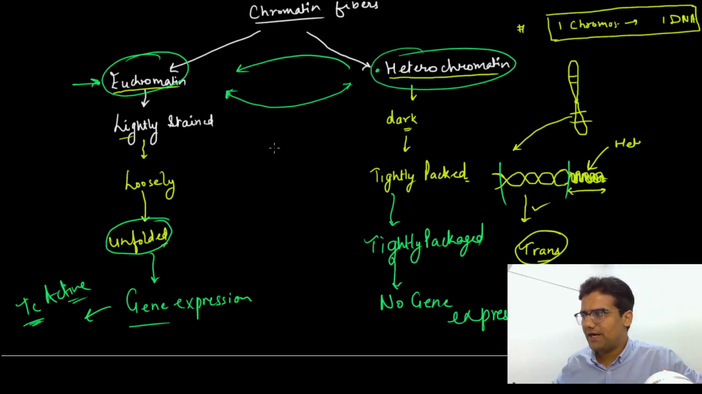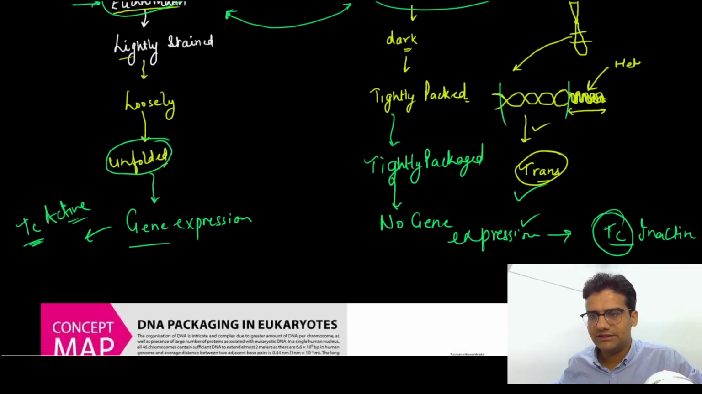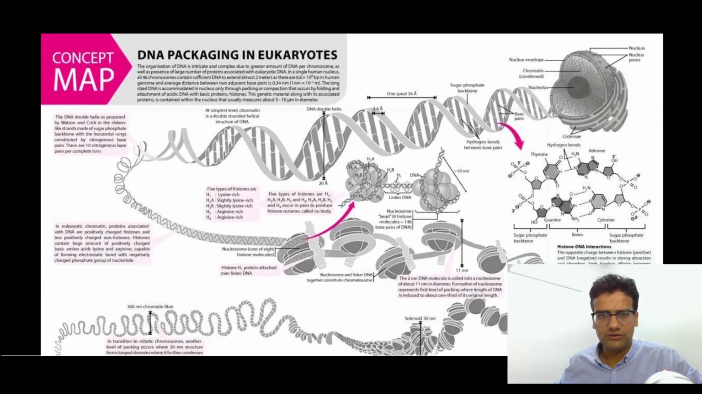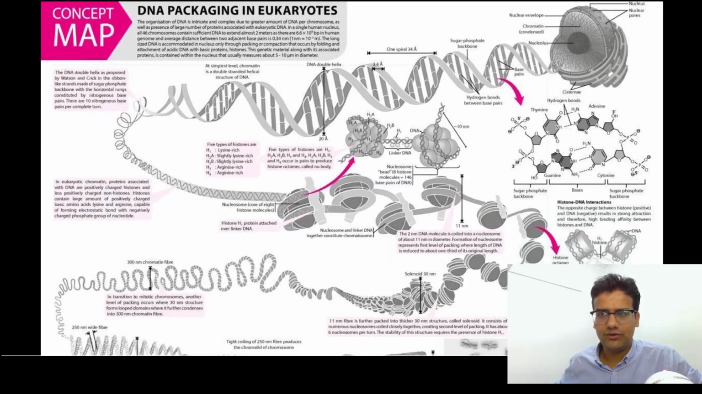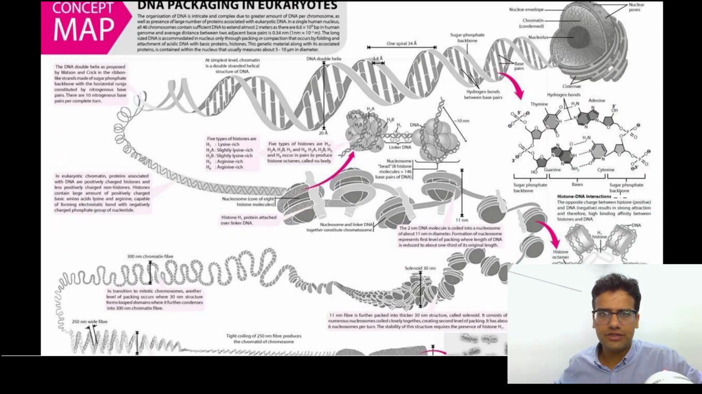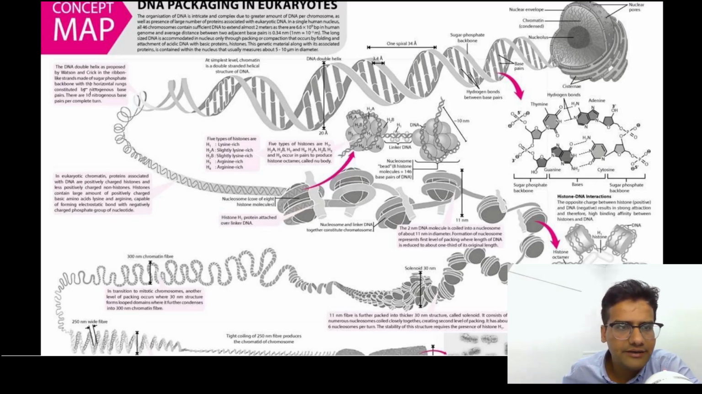These parts are interconvertible into each other, and this is the solenoid model. This is the concept of packaging in eukaryotes. We have already done this part, and this is the solenoid model. So this is the DNA. We started from here.